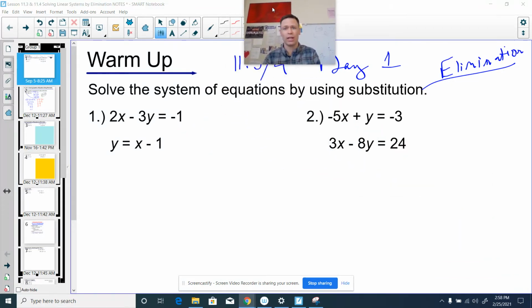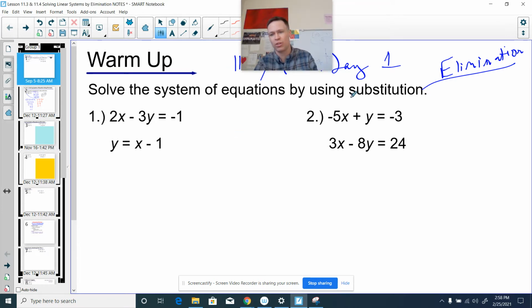All right, so first we're going to tackle this warm-up. This is practicing substitution from last class. So let's see how this is done. Remember, our three steps in substitution involve, first step is pick an equation, solve for a variable, and solve for the easy one. Now, in number one, I don't have to do that because I already have y equals something, right?